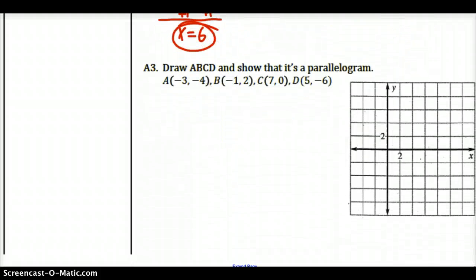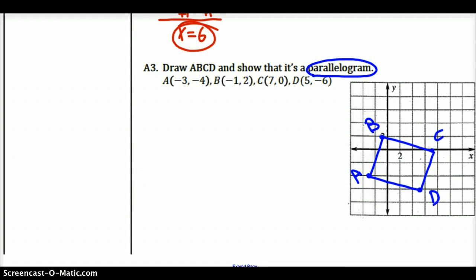Now one final example here. First of all, on your notes, be sure you have the quadrilateral here, so make sure to get that in place. And now let's plot. Be careful, the scale factor here is 2. So -3 and then 4 gives me point A. -1, 2 gives me B. 7, 0 gives me C. And 5, 6 gives me D. So now I'm going to connect this up.